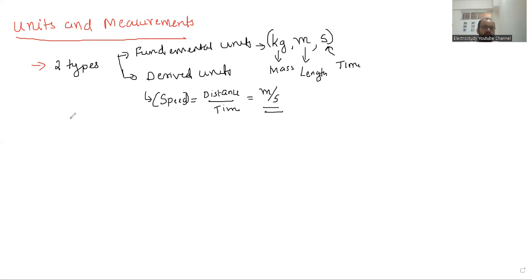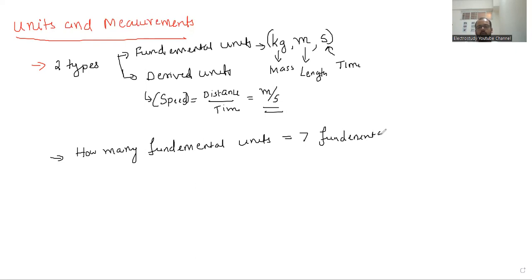Now we need to understand how many fundamental units there are. This is one of the very important questions. What are the total fundamental units? How many fundamental units? Make a note of this. There are 7 fundamental units. Make a note, very, very important. What are the 7 fundamental units?